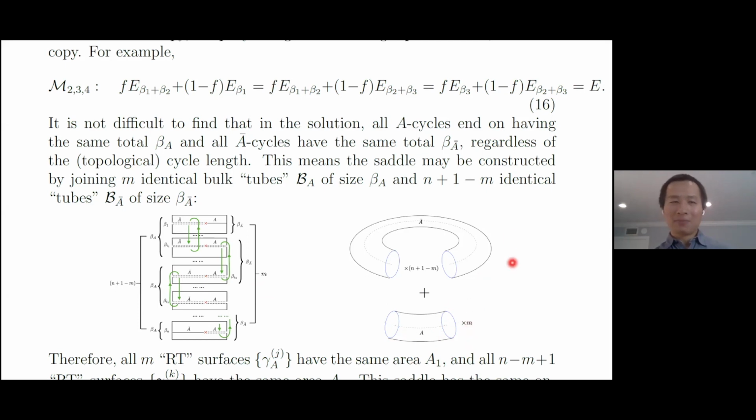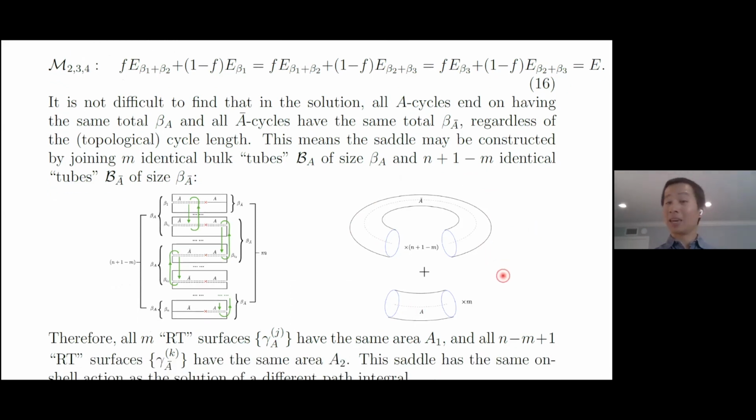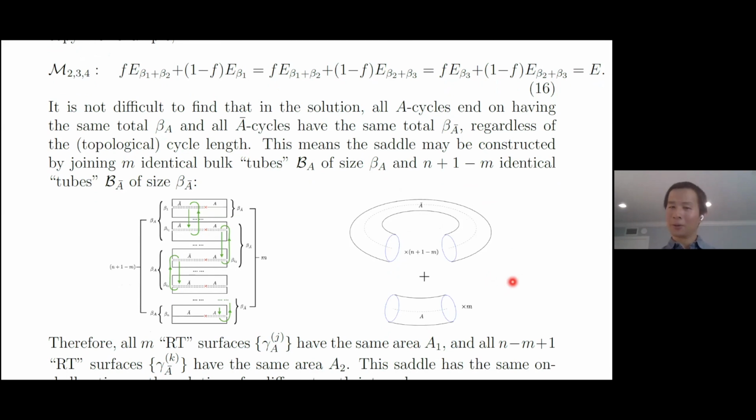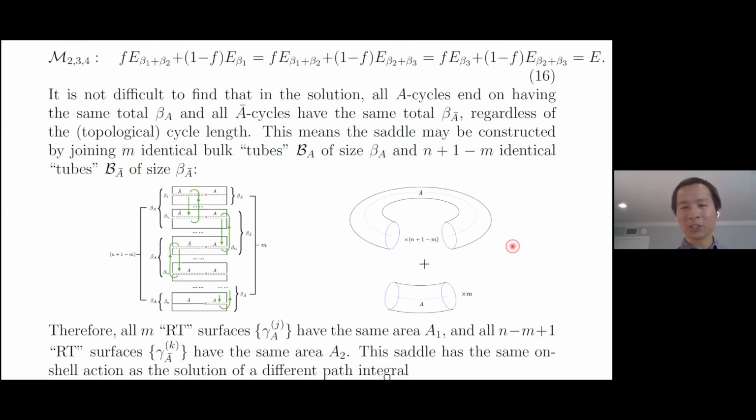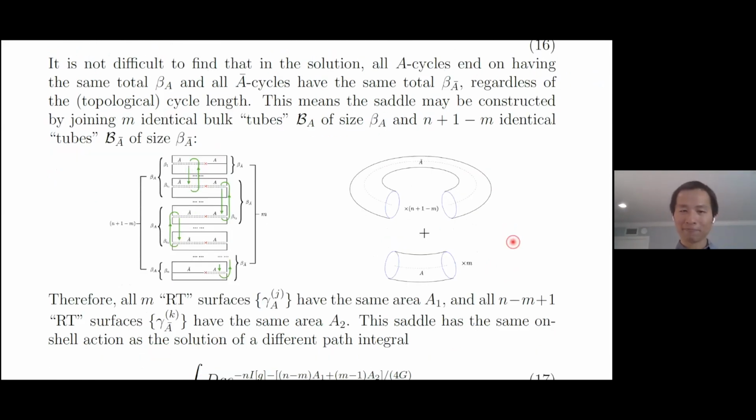And then the second piece is a similar tube, but for A bar, and we make n minus m copies, and we're going to join them in this way to build the solution. Again, the edge effects are not important. We're hoping the edges will work out by themselves without affecting the on-shell action.